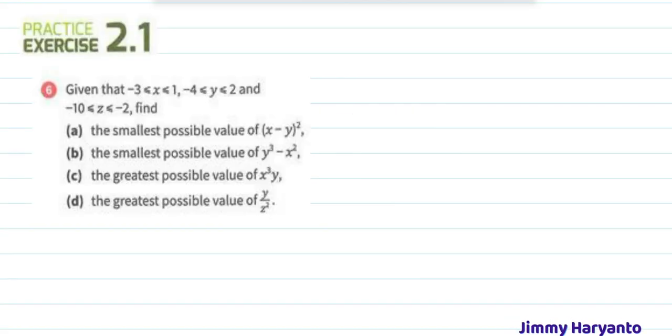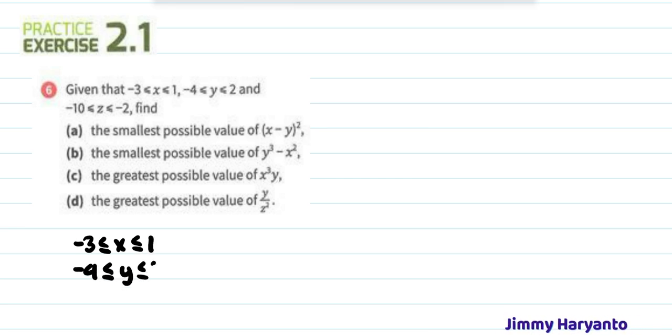And then question 6. Question 6 is still the same as the previous one, but this time we have x, y, z. It doesn't matter. For A, we only use x and y. Yeah? So negative 3 less than or equal to x less than or equal to 1. And then negative 4 less than or equal to y less than or equal to 2.